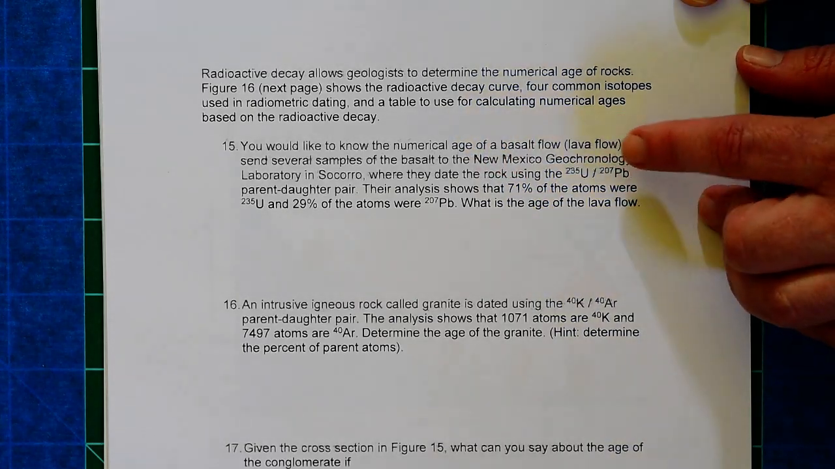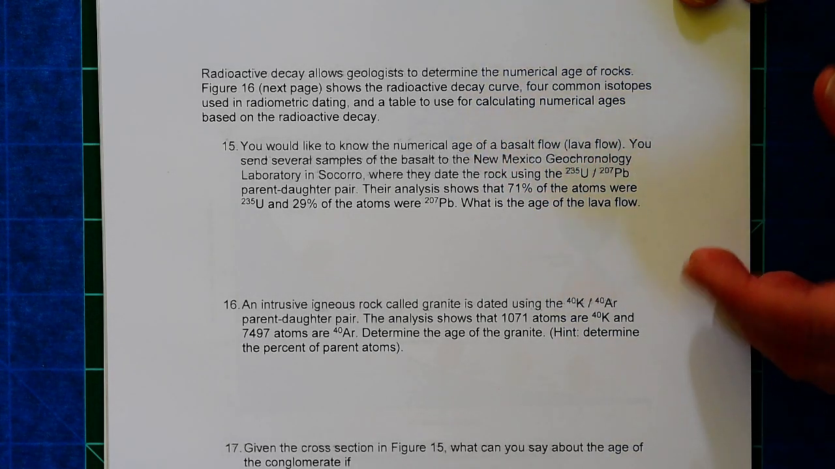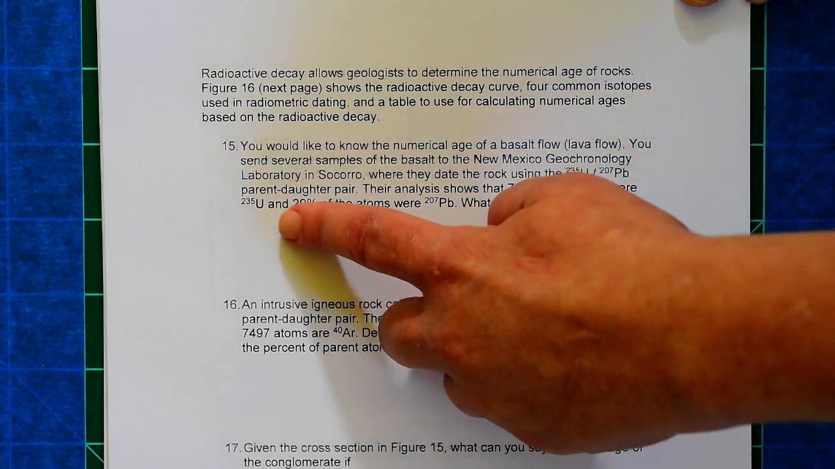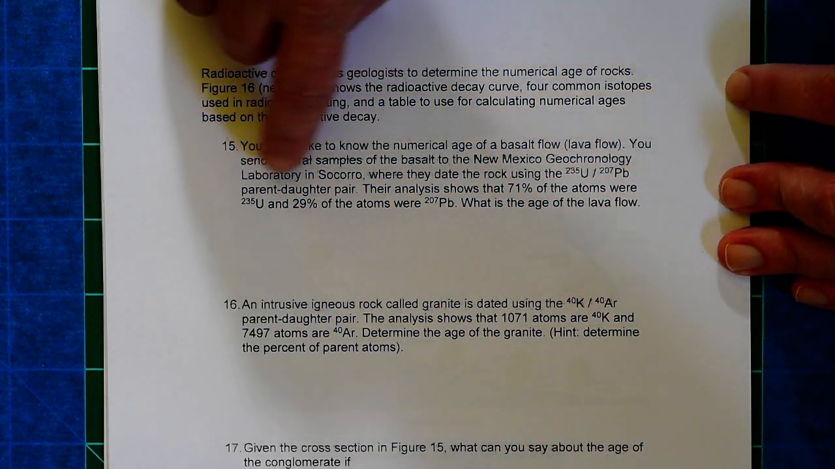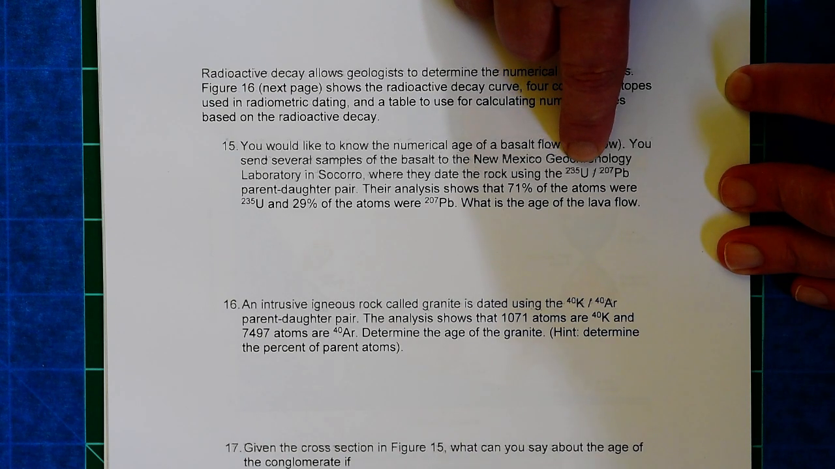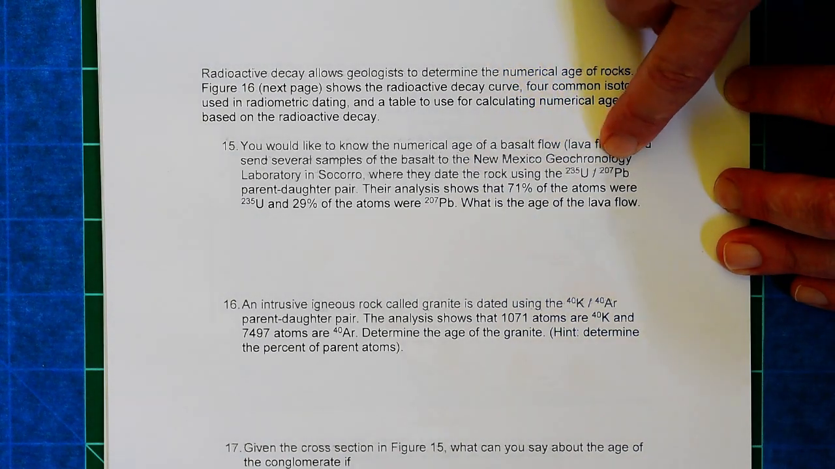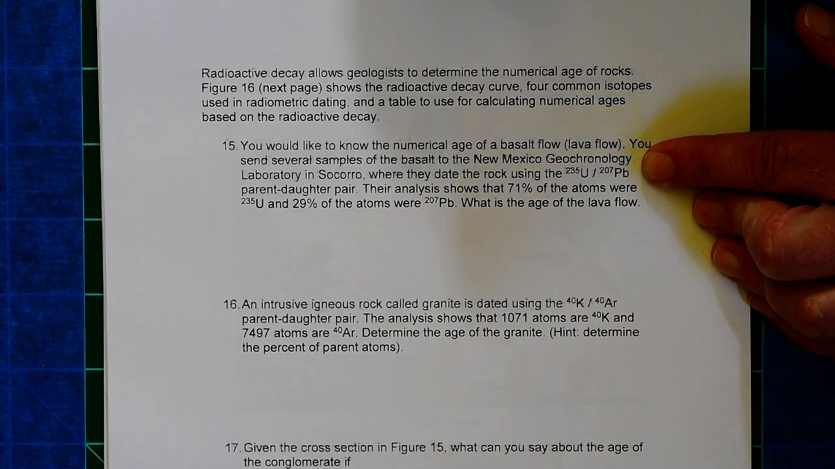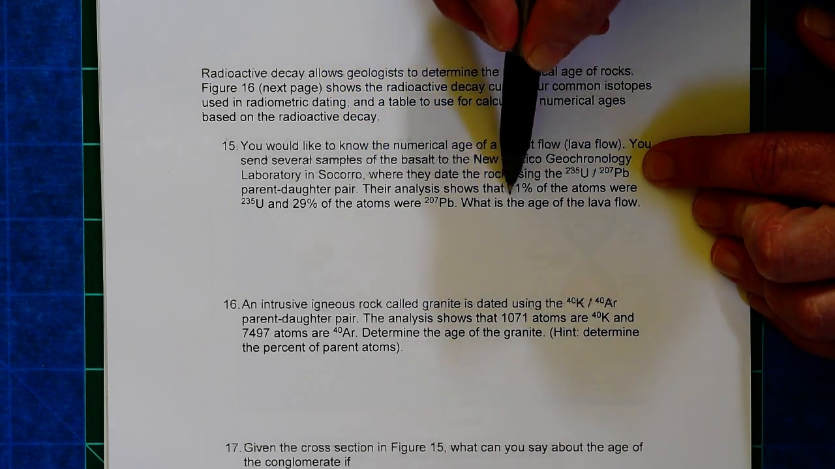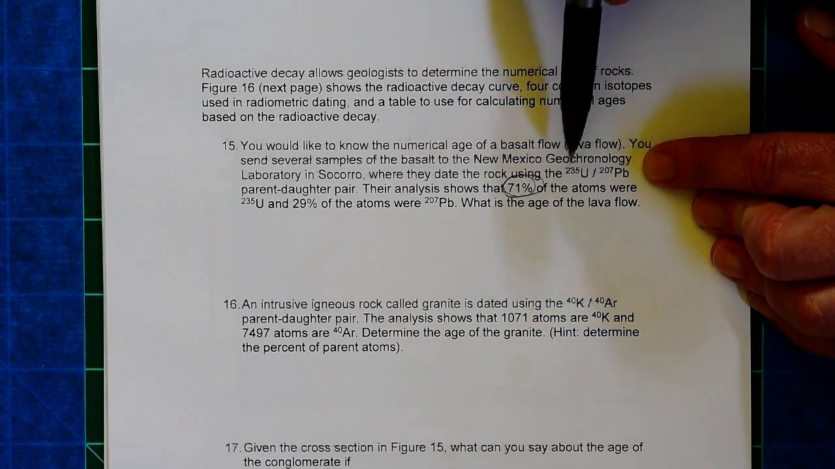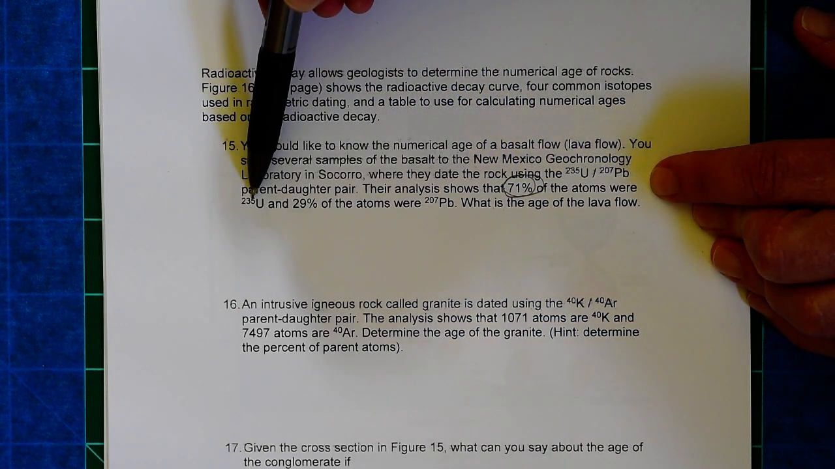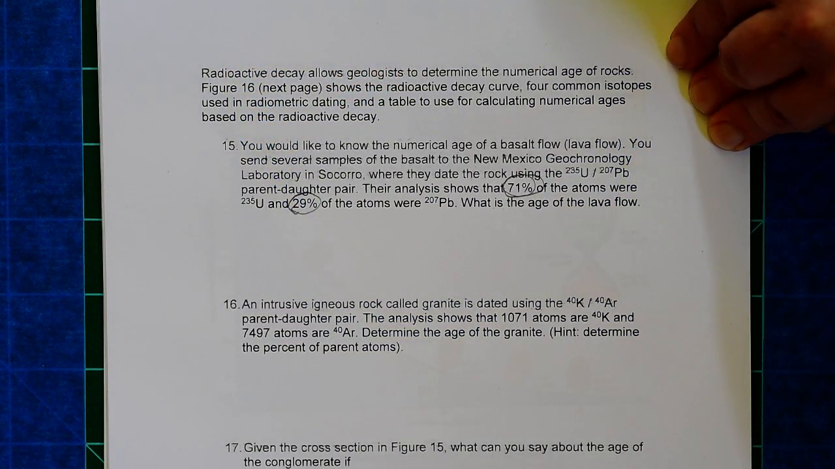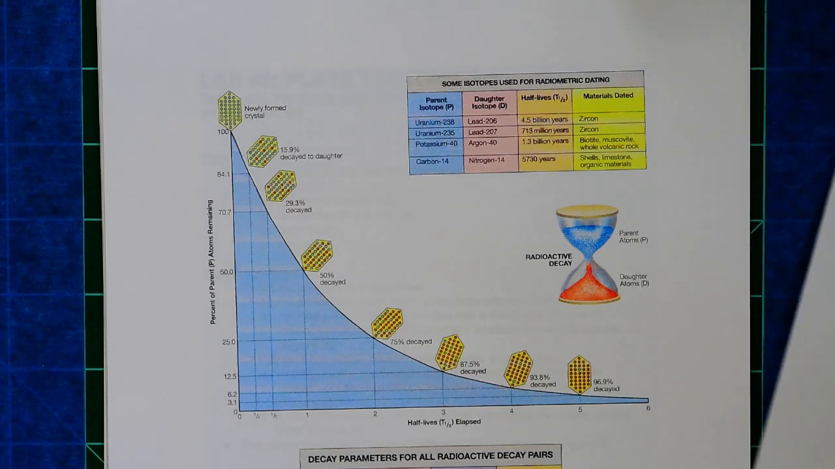You would like to know the numerical age of a basalt flow, a type of lava flow. You send several samples away and you end up finding out, let's see, they're going to use the uranium-235 lead-207 parent-daughter pair. And the analysis shows that we have 71% of the atoms are the parent and 29% are the daughter. Let's figure out the age from that.